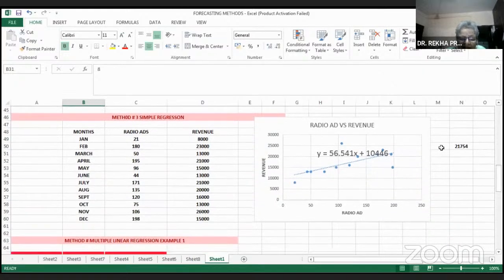Third is your linear regression. This is month, radio ads and revenue. You increase the radio ads, revenue increases, or whatever, it can increase, it can decrease, but generally it increases. So there is a relationship.